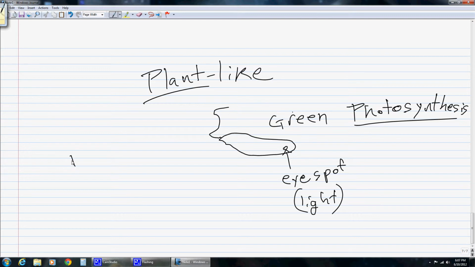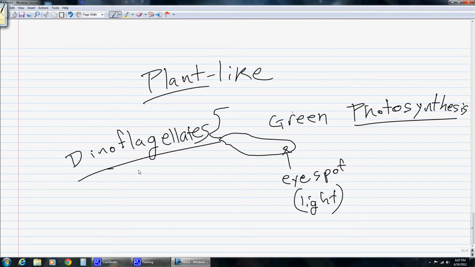We can get other ones called dinoflagellates, and if you can, I would look it up in the book. It's on page 61. If you don't have your book with you, search for what these things look like. And again, these are all very, very tiny little unicellular creatures, but dinoflagellates are really awesome.